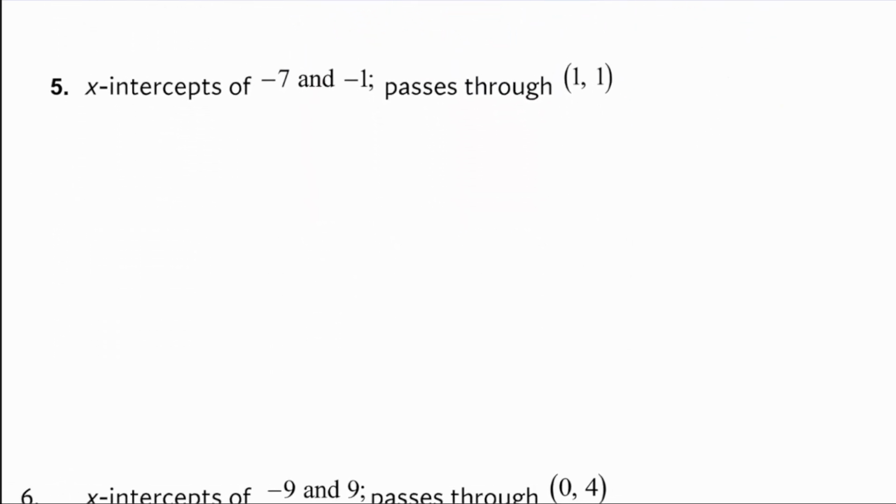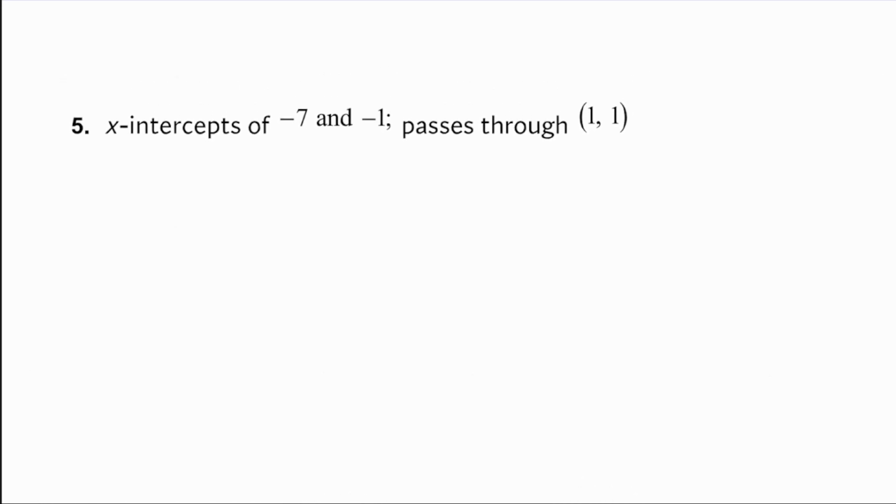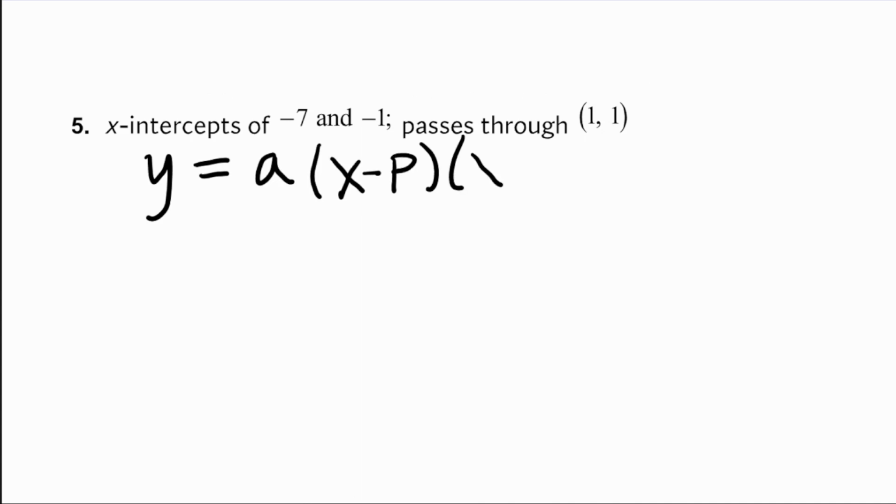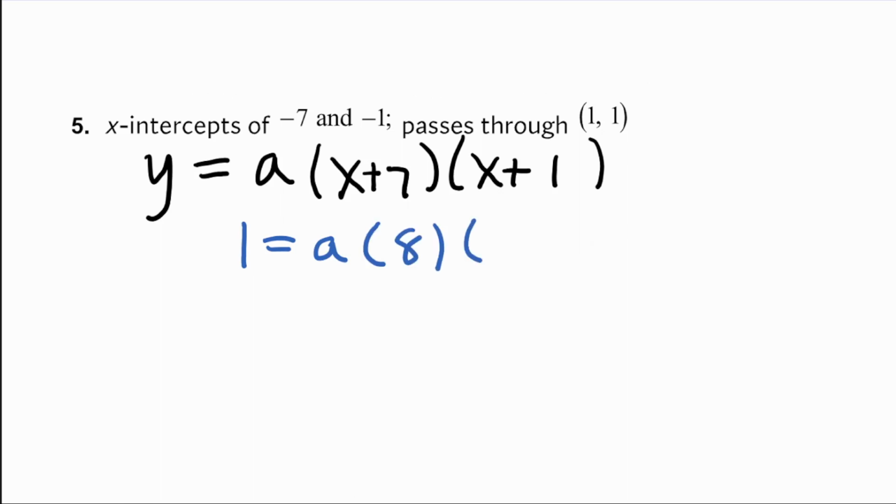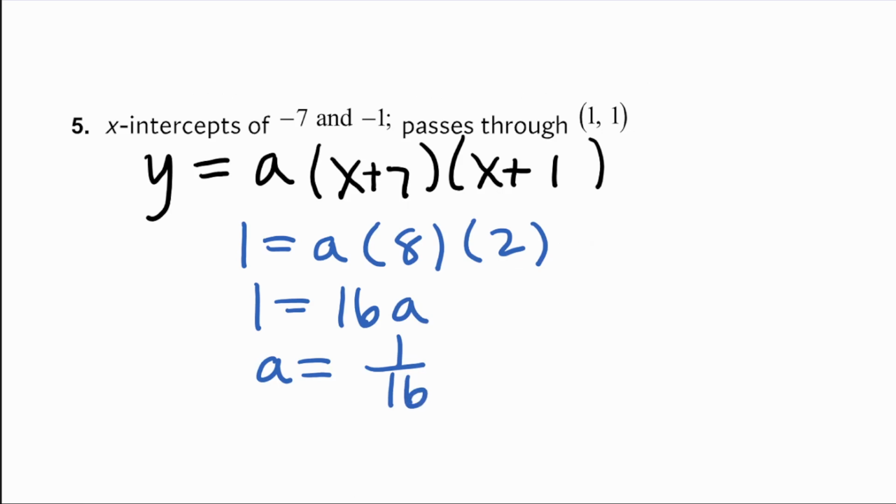Alright, again, pretty much the same problem. So I'm going to start with my skeleton equation. Plug in my x-intercepts, so -7 and -1. So x minus -7 and x minus -1. Then if it's going to pass through the point 1 and 1, 1 equals a times 1 plus 7 is 8 times 1 plus 1 is 2. So that's going to equal 16a, and a will be 1/16.